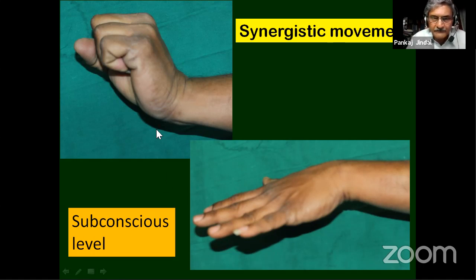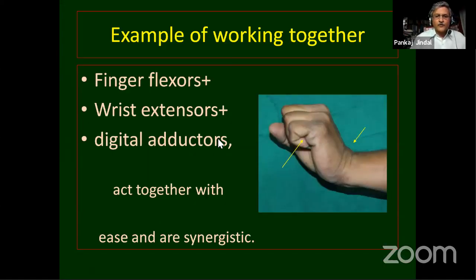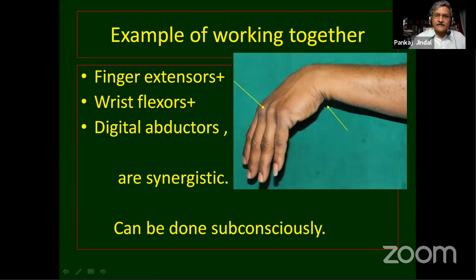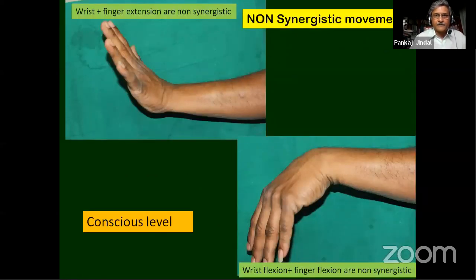So let's dilate on these two things again. What are these synergistic actions? Wrist extension is happening together with finger flexion. These are synergistic actions. Similarly, wrist flexion and finger extension are synergistic actions, and they happen at a subconscious level and do not require significant effort to happen together.